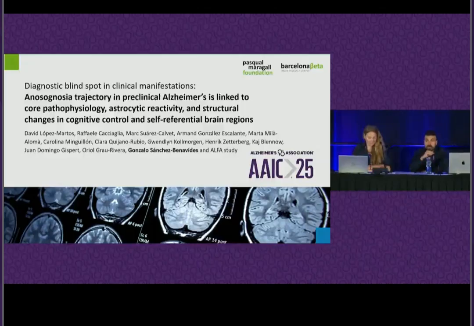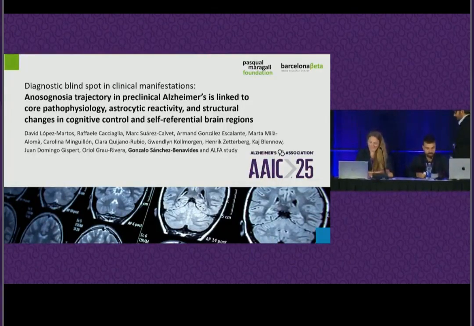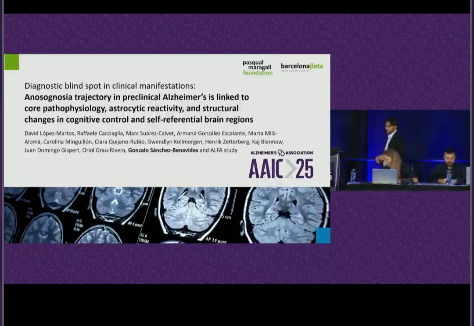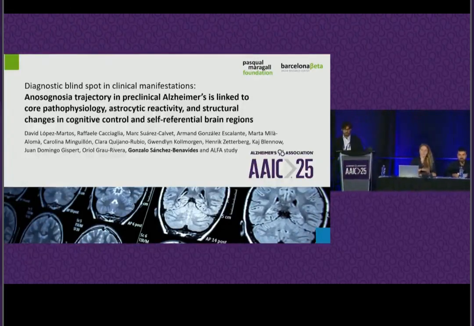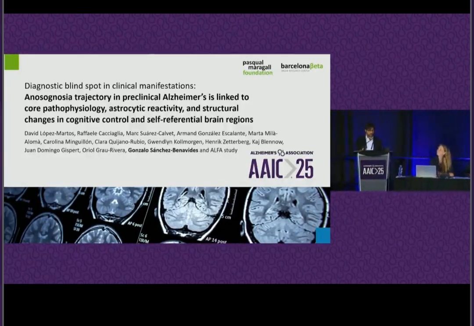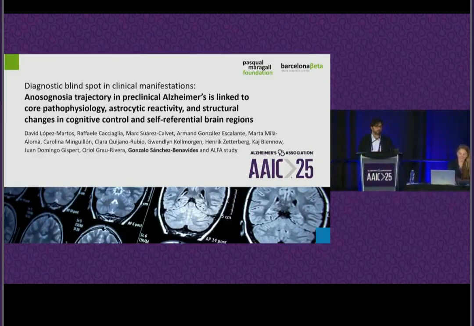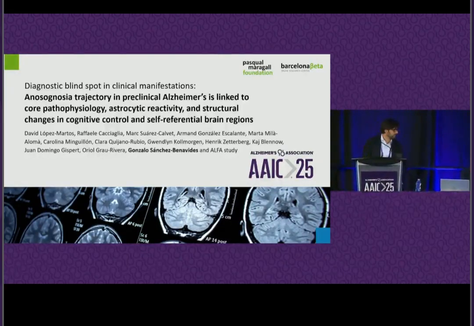All right, so each presentation will be 12 minutes long, and a full panel discussion and open Q&A will follow after all presentations. With that said, let's begin. Our first speaker is Dr. Gonzalo Sánchez Benavides from Barcelona Beta Brain Research Center, presenting anosognosia trajectory in preclinical Alzheimer's is linked to core pathophysiology, astrocytic reactivity, and structural changes in cognitive control and self-referential brain regions.